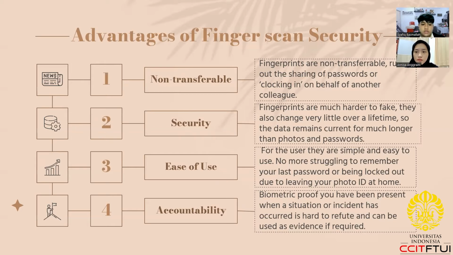And three is ease of use. For the user, they are simple and easy to use. No more struggling to remember your last password or being locked out due to leaving your photo ID at home, because your finger is always with you. And the last is accountability. Using fingerprint recognition also provides a higher level of accountability at work. Biometric proof shows you have been present when a situation or incident has occurred. It is hard to refute and can be used as evidence if required.